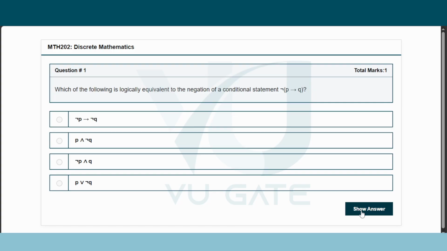Today we are going to cover the MTH202 Discrete Mathematics Midterm Quiz, featuring 40 highly important and repeated conceptual questions. Let's get started with our first question.